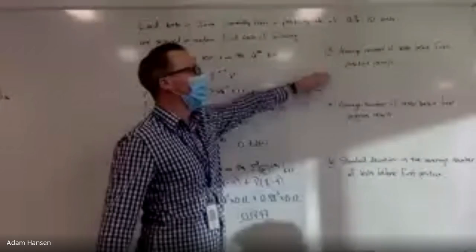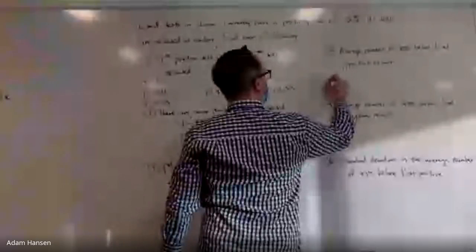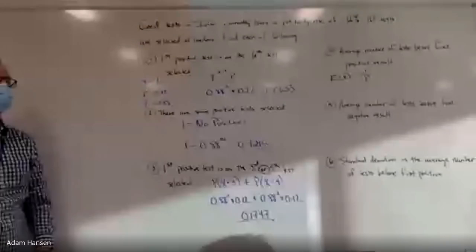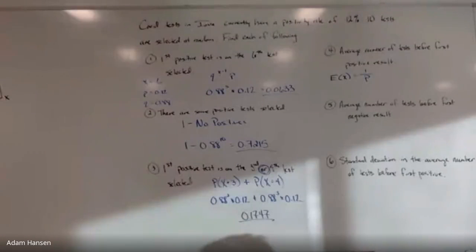So these first three are finding some probabilities. Let's look at finding the average number of tests before something happened and the standard deviation. What's the measure of center and spread in the geometric model? Average number of tests before the first positive result. The expected or average outcome in the geometric model is 1 over p. So I need to take 1 divided by p.